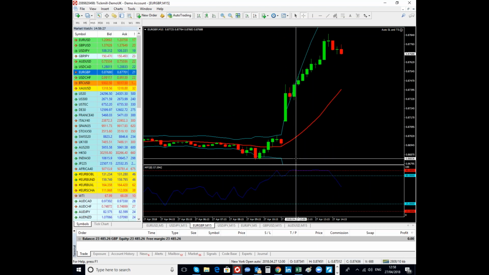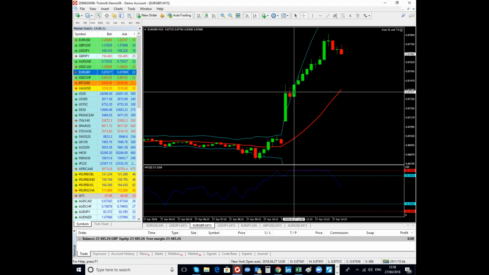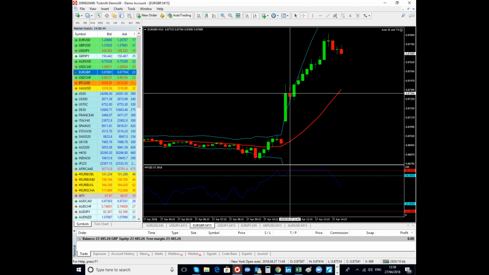Look at that one. Wonder what happened there. That's right, it's quite a move, isn't it? But look, let's say you would have taken this without seeing the news. You would have sold it. It would have gone against you. You'd still have been alright, wouldn't you? It rallied up like 40 odd pips.